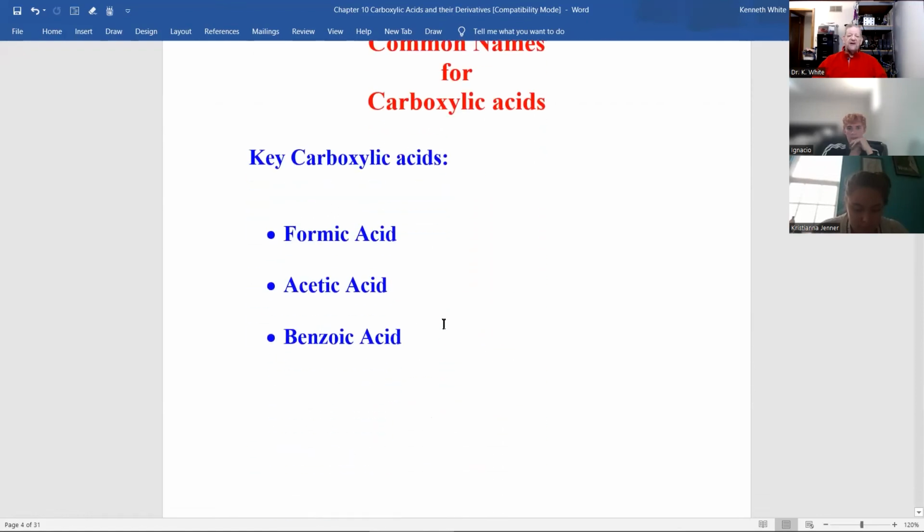Now, there are some common names I would like you to know. Hint. And those are names that people use instead of IUPAC names. They never do. And the first one is formic acid. It turns out, remember, carboxylic acid has the structure. Now, formic acid, turns out R can be hydrogen.